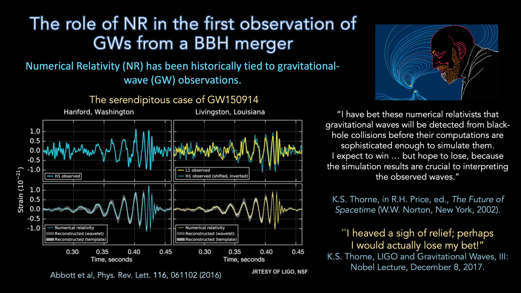I expect to win, but I hope to lose because the simulation results are crucial to interpreting the observation of gravitational waves. And finally, I would say that the problem was solved actually 10 years before the gravitational waves were detected. And so in a way, we won the bet, numerical relativity won the bet. And Kip could have a sigh of relief because he actually was able to lose the bet, but also win it because obviously gravitational waves were observed.